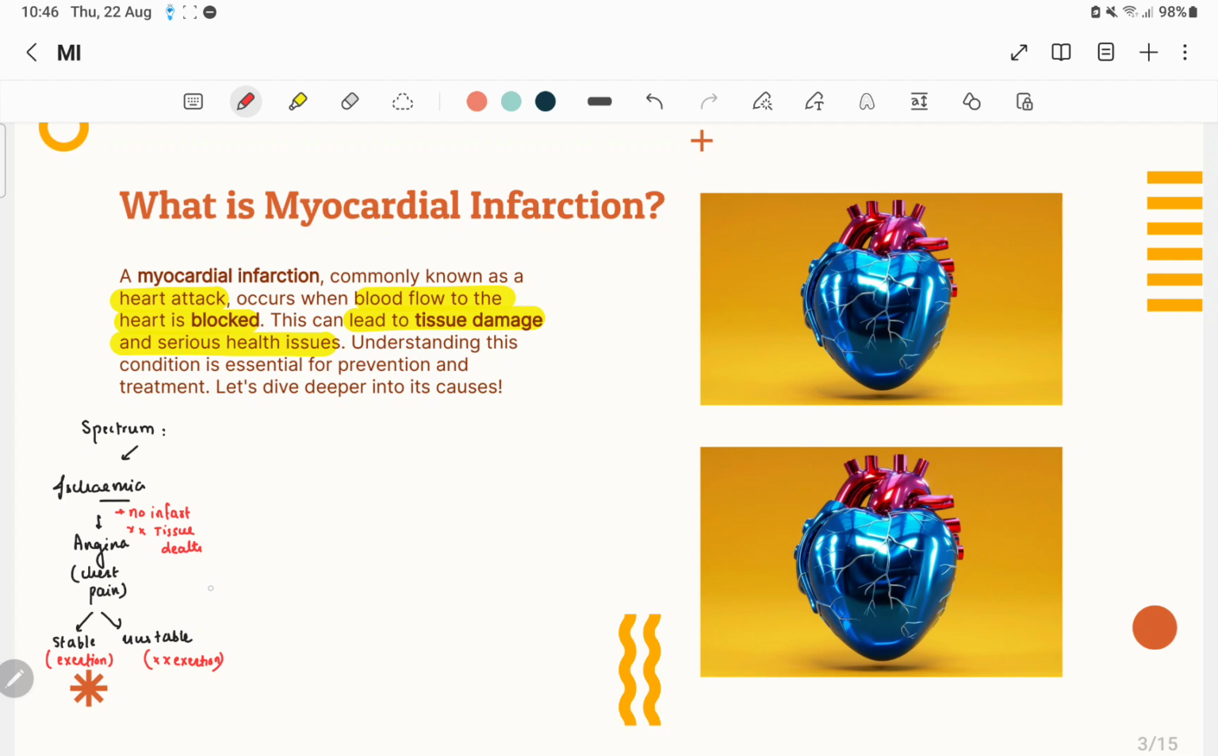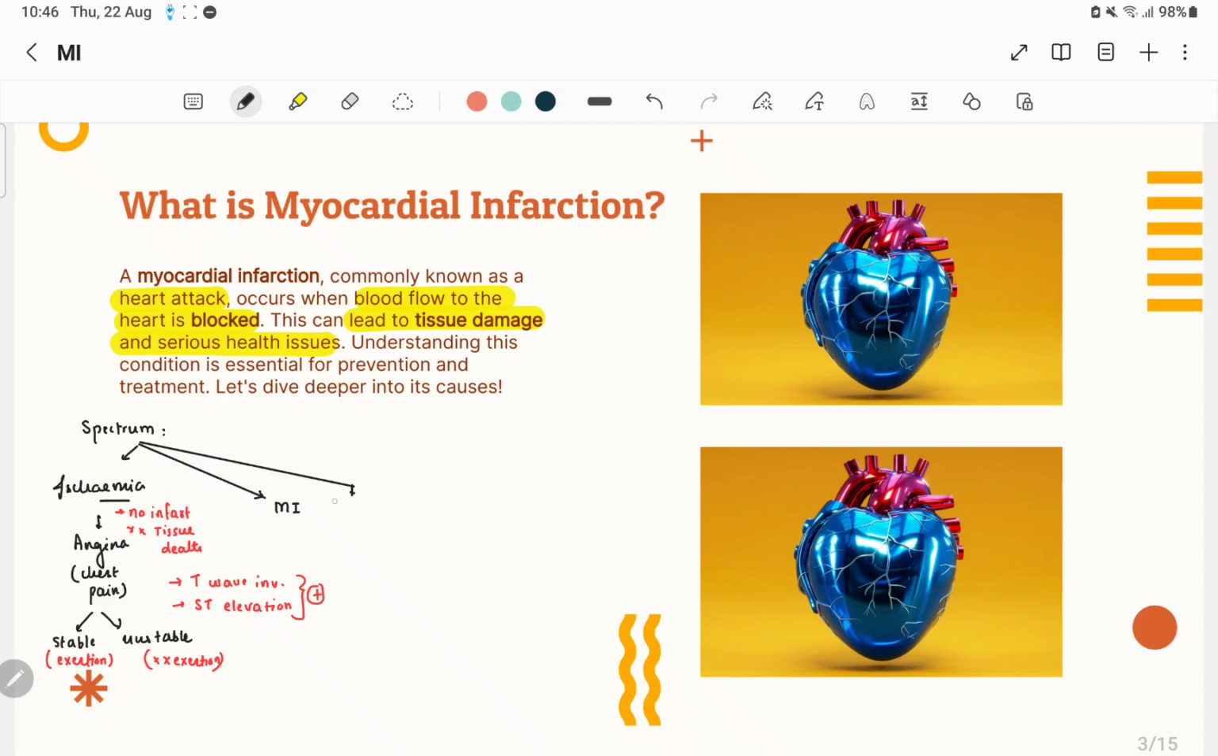And ECG changes are present, but there is no cardiac enzyme elevation. There are changes on ECG like T wave inversion or ST elevation. These are present in ischemia itself, right? But no cardiac enzymes are involved. Next, then we have myocardial infarction in toto.